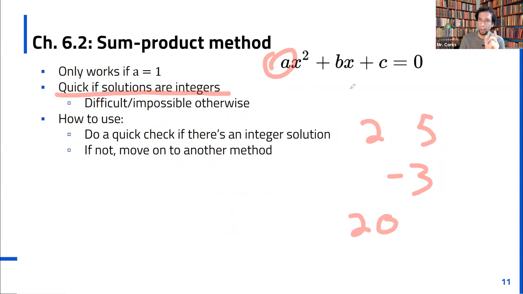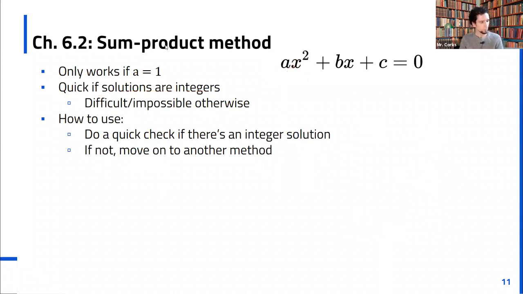You're not going to want to use this method in that situation. So if the A value is 1 and the numbers look easy, then just look for a few factors and see if you can find the solution that way. If you're spending more than a few seconds on it and you don't see it, then go to a different method. Don't waste your time. So it's just a nice shortcut method. It's not always going to work though. That's the strategy with this method.